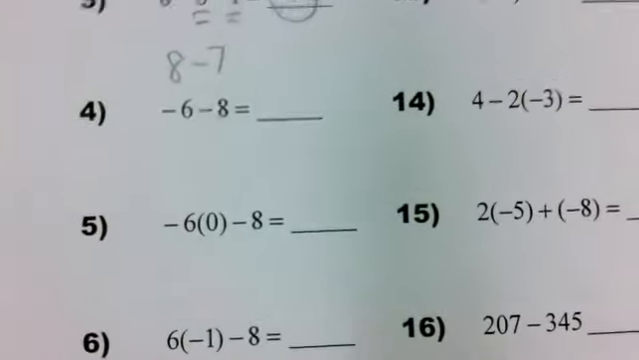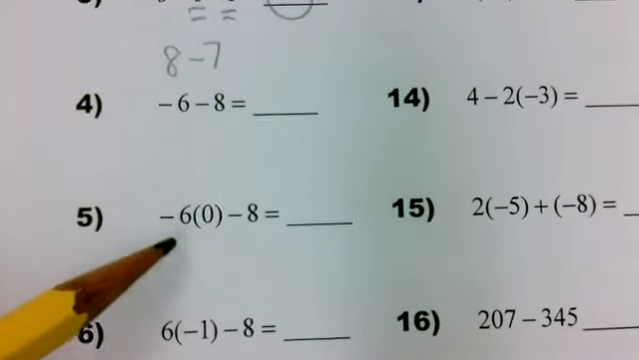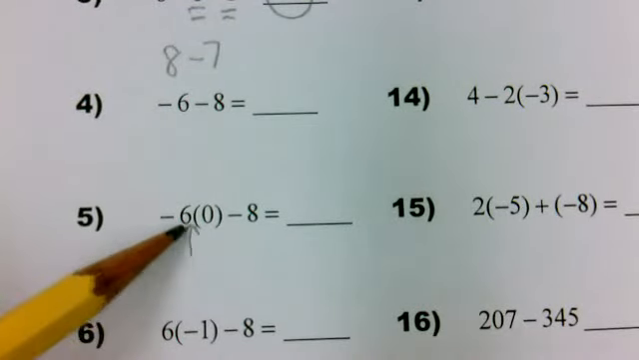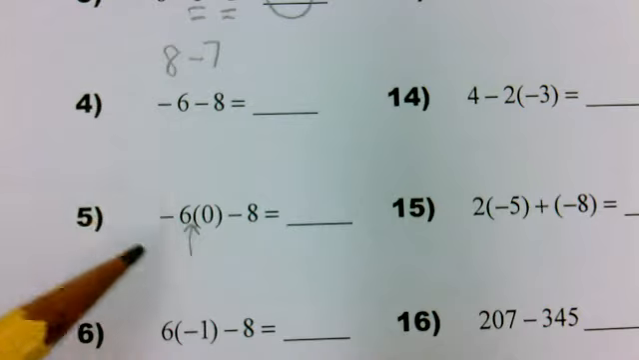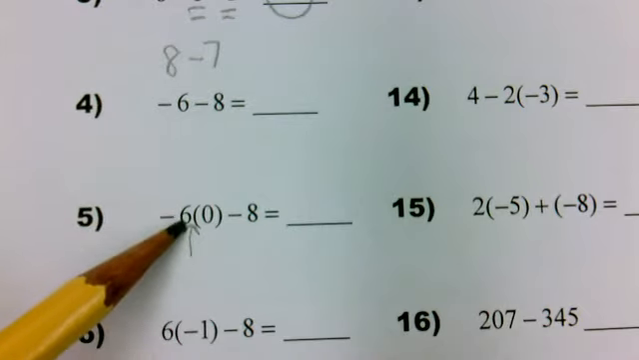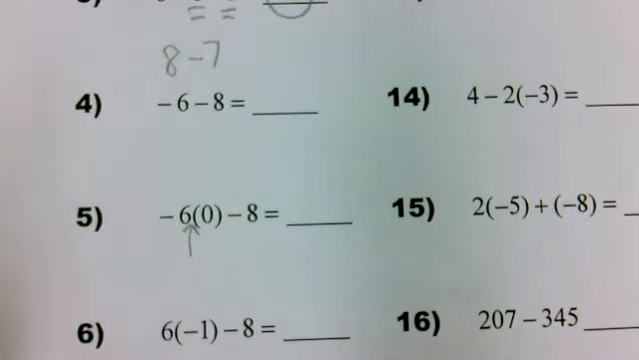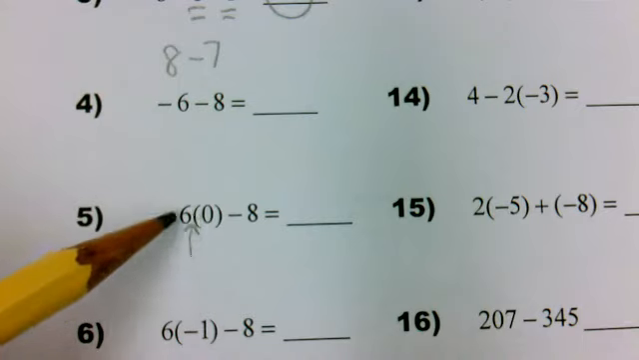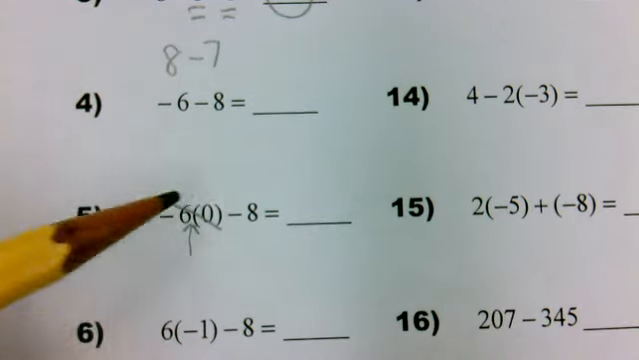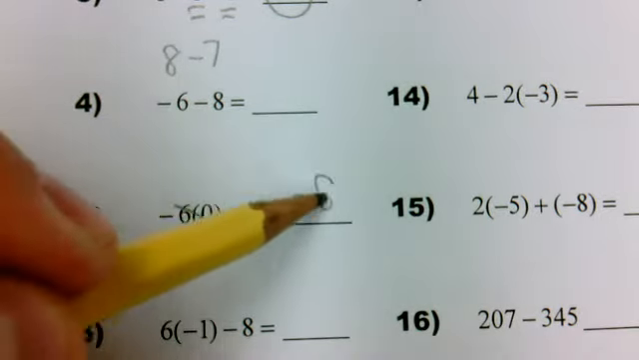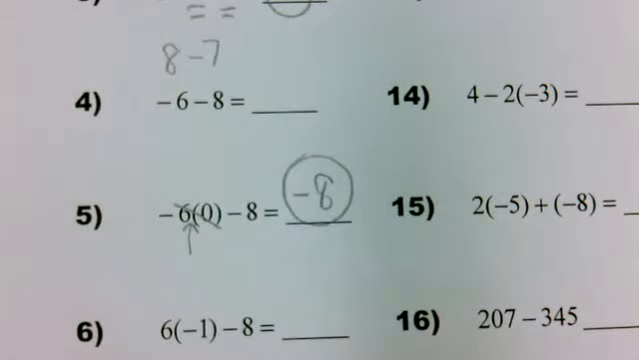Okay, if we look a little bit further down, I get something like this. Here, now I have multiplication. When there's no plus or minus sign in between the number and the parenthesis, then we know that that's multiplication. 0 times anything is 0. And then I have a negative 8 left over. So negative 8 is the answer.